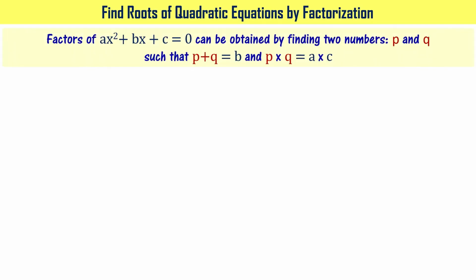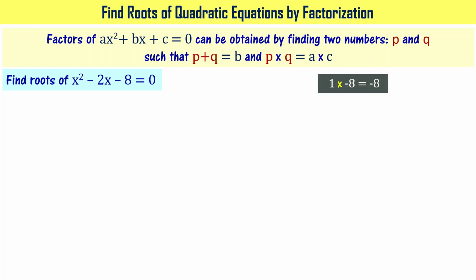Now, factors of ax square plus bx plus c equal to 0 can be obtained by finding two numbers p and q such that p plus q equal to b and p times q equal to a times c. Please take a note of this. Let's now find roots of x square minus 2x minus 8 equal to 0. As per the previous statement, now we have to find two numbers p and q such that their sum, that is p plus q equal to minus 2 and p times q equal to 1 times minus 8, that is equal to minus 8, right? It means we have to find factors of minus 8 first.